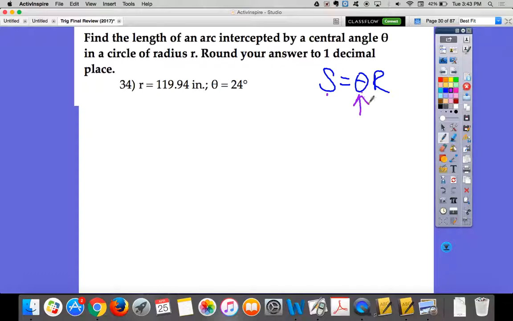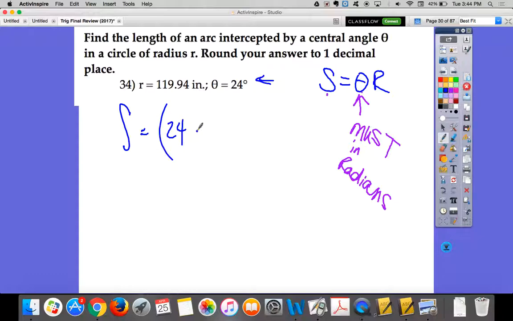The big thing that you have to remember is it must be in radians. It's not going to work if it's not radians. So if they give you something that's not radians, your job is to convert. And look at there. They gave you degrees. Sneaky, sneaky. That's not a big deal. You can go straight to your problem. So your arc length is going to be your angle, which is 24.